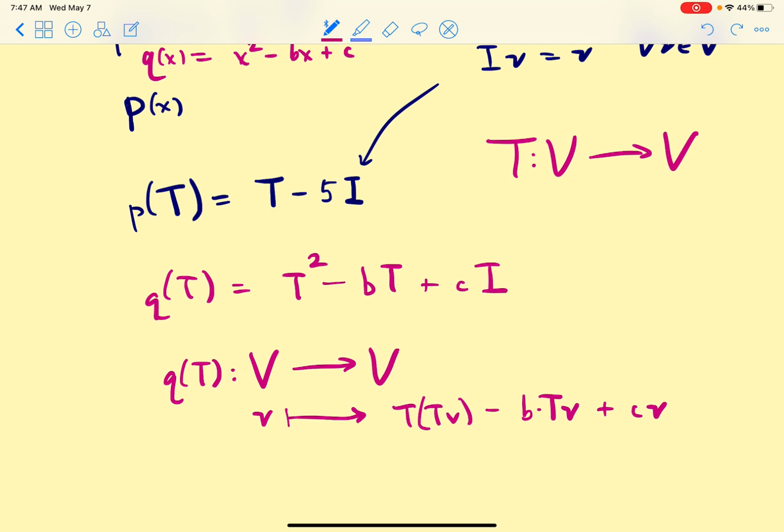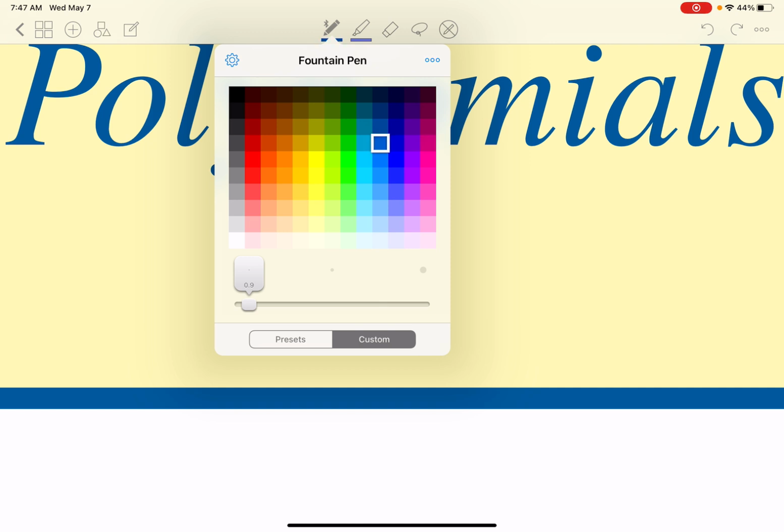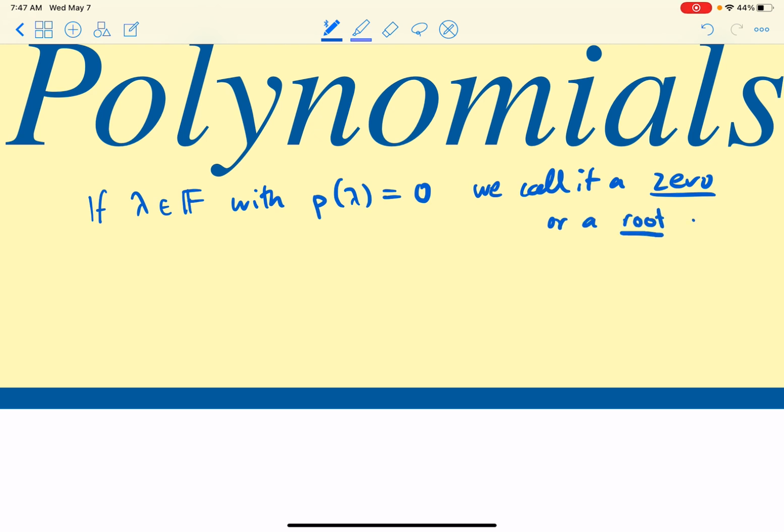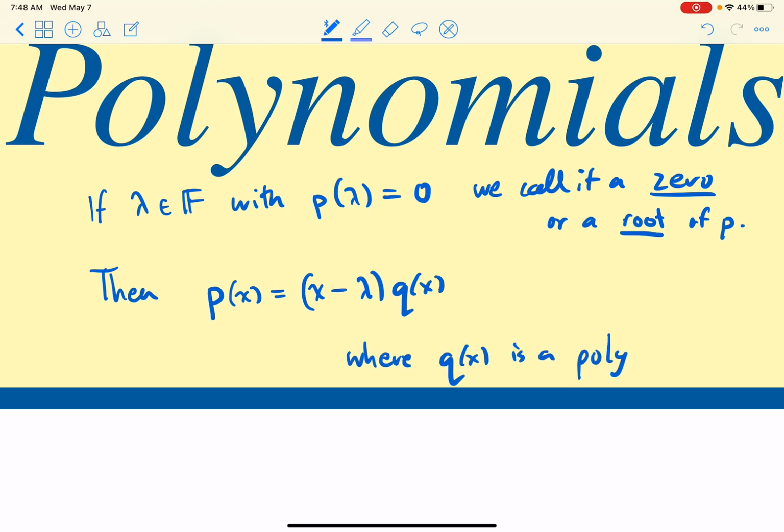Okay. Let me see if there's anything else that I'm missing. Yes, there is. So there are some key results. The key results of this chapter on polynomials include this one. If lambda is a number with p of lambda, so now we're plugging in a number lambda to the polynomial and we get 0, we call it a 0 or a root of p, the polynomial. And if lambda has p of lambda equals 0, then what we know is that p of x equals x minus lambda times q of x, where q of x is a polynomial of 1 less degree.